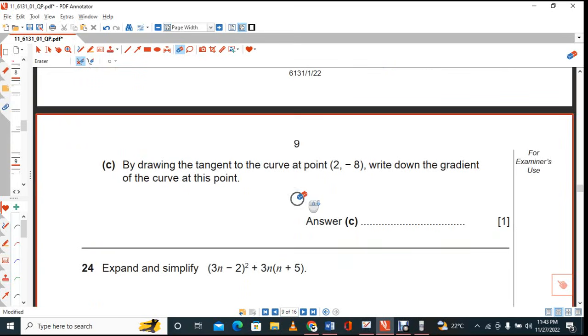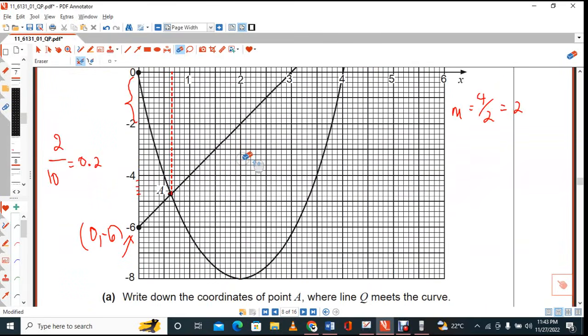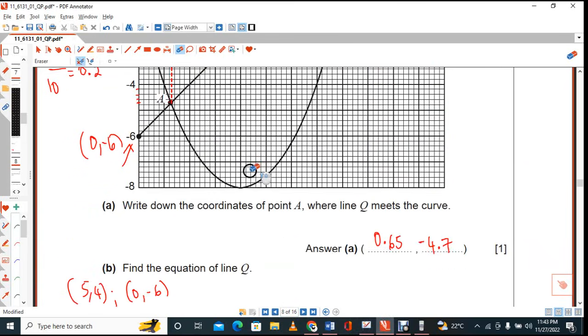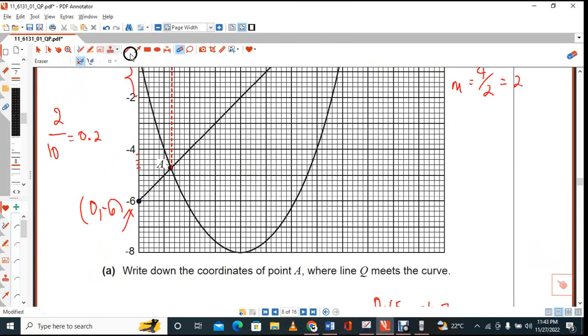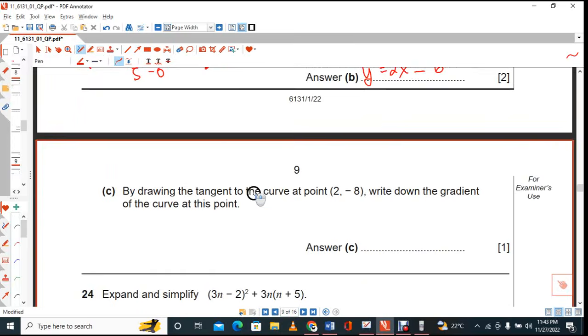They are saying for part C, by drawing a tangent to the curve at the point 2, -8, which is this point here, you are supposed to write down the gradient at this point. Now, it's not necessary for you to draw the tangent line, but if you were to draw the tangent line there, you would realize that this line is a horizontal line, and a horizontal line has a gradient of 0. Okay, you don't even need to calculate it. Horizontal lines have a gradient of 0.